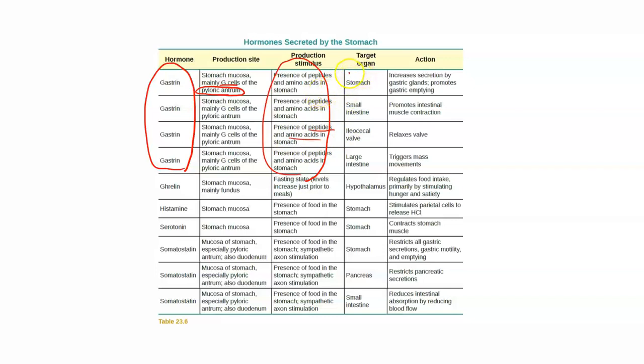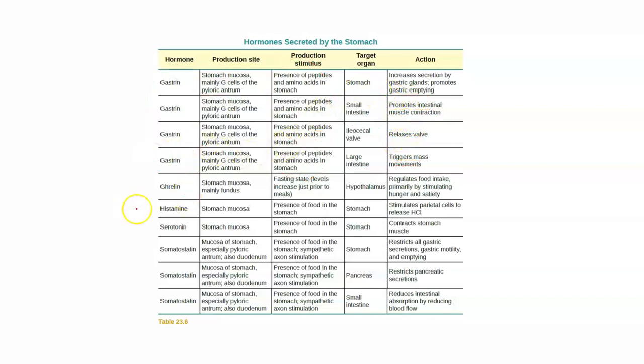Now, gastrin can have different targets, though, and then based upon those targets, slightly different roles. So if the gastrin makes its way back to the stomach, this will increase the secretion of the gastric glands and promote gastric emptying. If it reaches the small intestine, it will promote intestinal muscle contraction. If it reaches the ileocecal valve, it will release the valve. And if it hits the large intestine, it triggers mass movements. All of these are encouraging movement of the chyme through the alimentary canal. We'll see where these, like the ileocecal valve and stuff, are. They're all checkpoints and gateways that encourage food to move through.